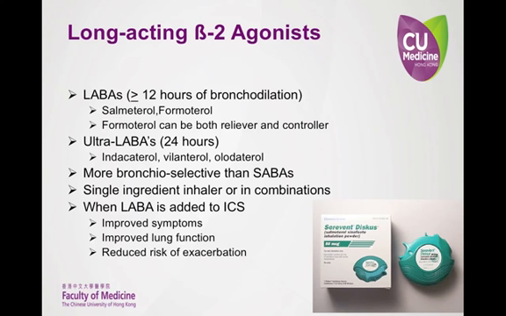Next are the LABAs, or the long-acting beta-2 agonists, most commonly salmeterol or formoterol. Formoterol is quick onset, so it can be used as maintenance and for an acute asthma attack. LABAs generally provide bronchodilation for greater than 12 hours, whereas ultra-LABAs can provide bronchodilation for 24 hours. When LABAs are added to ICSs, they improve symptoms, lung function, and reduce risk of exacerbation.